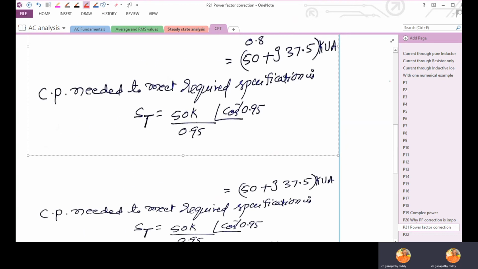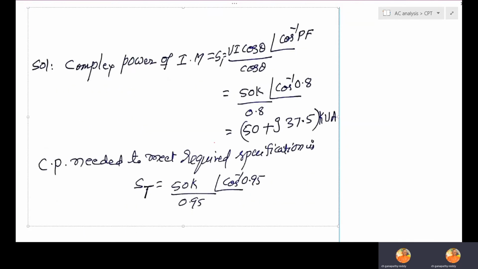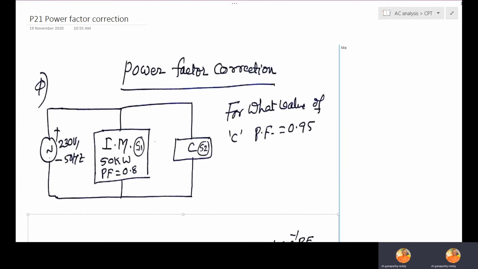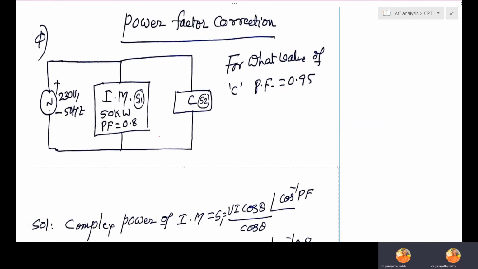So I solved one problem on this power factor correction, how it is done. This problem is application oriented. There is an induction motor of 50 kilowatt and power factor of 0.8. The applied voltage is 230 volts, 50 Hz. For what value of capacitor is the power factor becoming 0.95? 0.95 is better than 0.8.